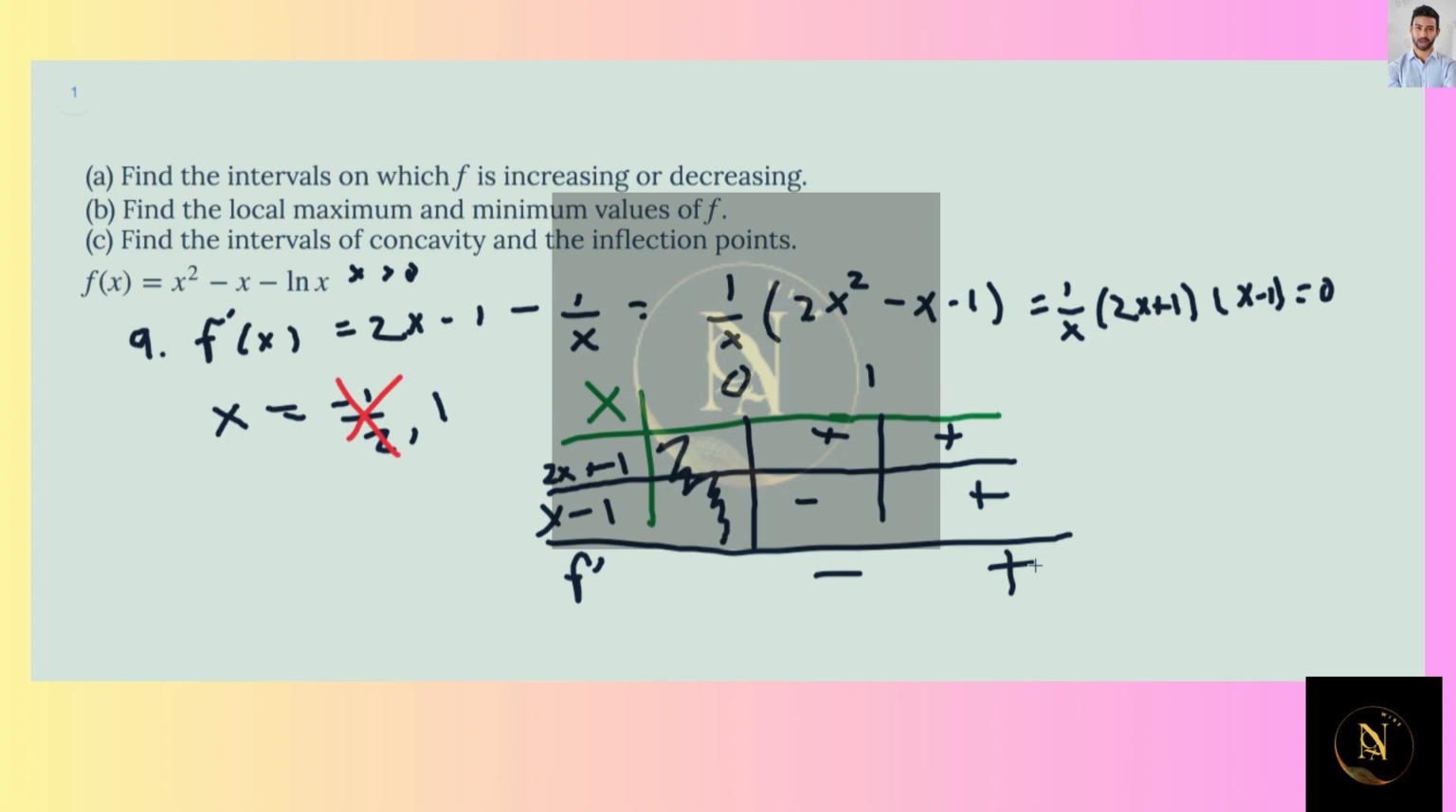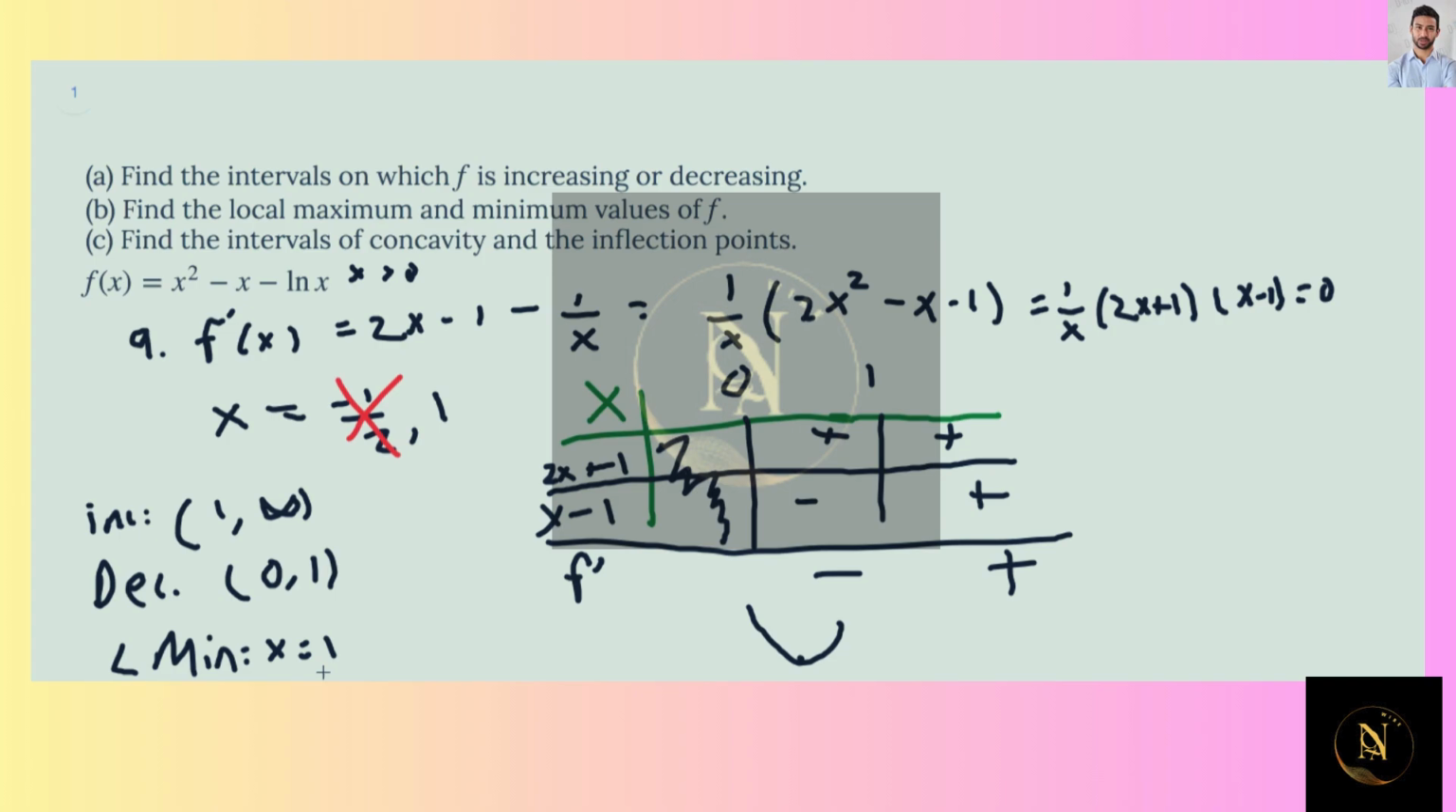Now we know where it is increasing or decreasing due to the sign. So it is increasing on 1 to infinity, and then we know it is decreasing between 0 and 1. And since we know the way it is increasing and decreasing, we know the local max and min. Since it is decreasing and then increasing, we know that there's a local min. So local min occurs at x equals 1, and there is no local max.